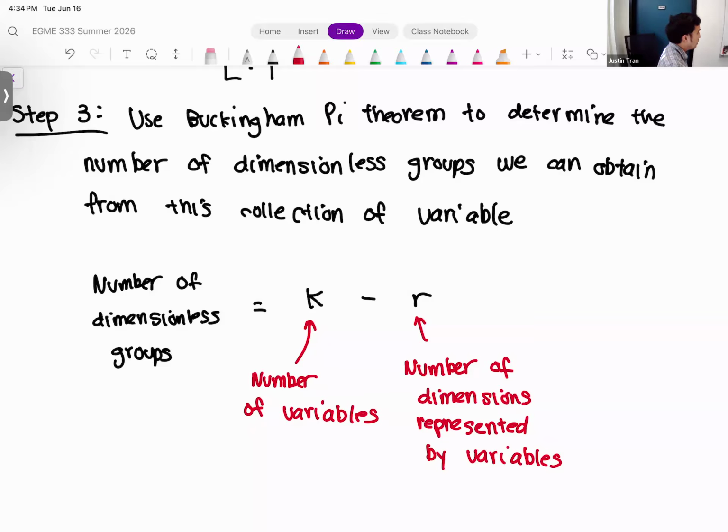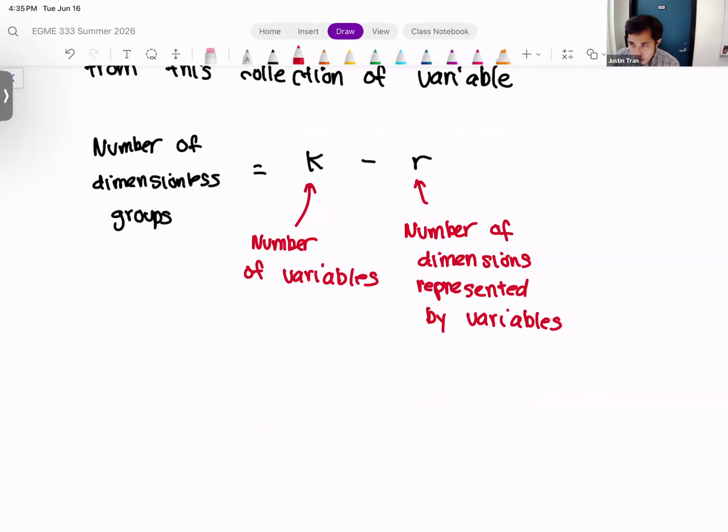Now, what does that mean? So the number of unique dimensions. We only have 3 unique dimensions. So if we're using our MLT or FLT system, you can only have 3. So the maximum number for R here is 3. And in fact, most of the time for any system of practical complexity, so anything that's not just super simple, R is going to be 3.